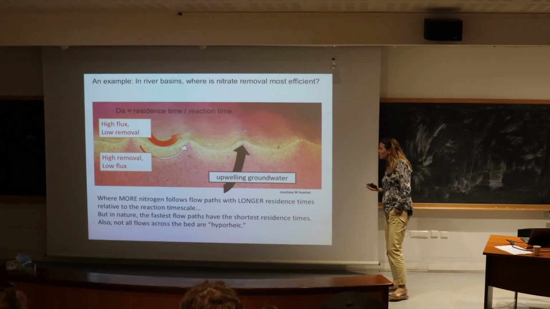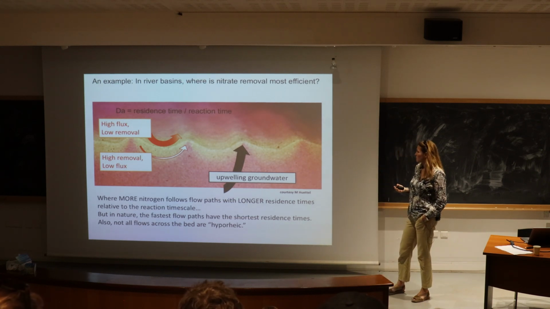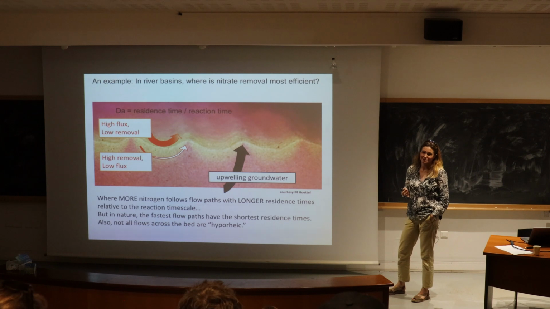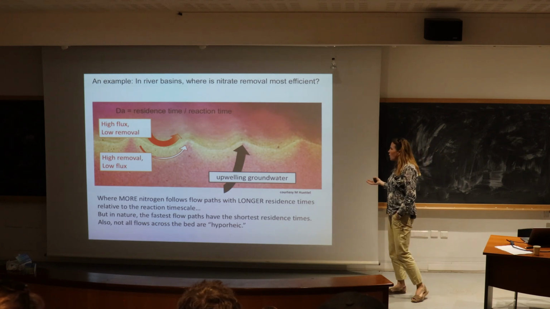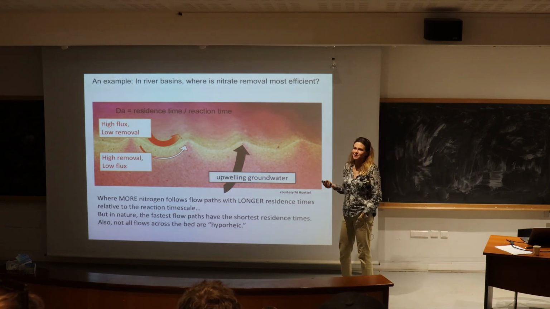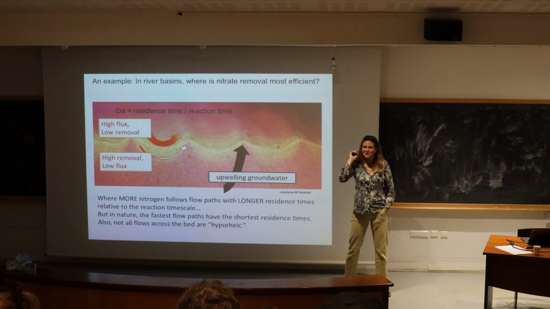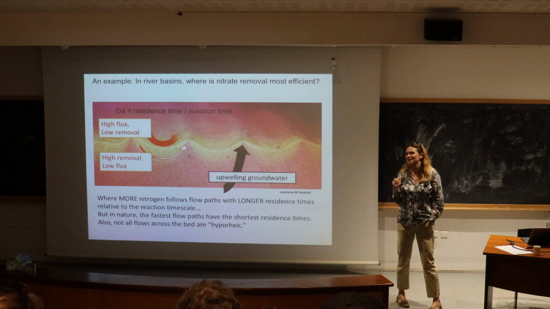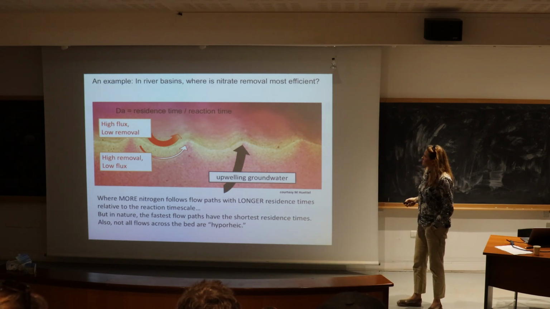So what do we want to have really efficient nitrate removal? We want more of the nitrate from the stream to follow the flow paths with the longer residence times. And what does long mean? It means long relative to the reaction time scale. So that should harken back to some of the things that we've been talking about with Damköhler numbers.